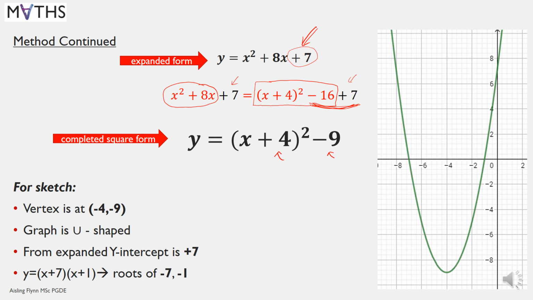Okay, it's a U-shaped graph. The vertex is minus 4, minus 9. That's down at the bottom there. The y-intercept is at plus 7. See that at the second point there, and our roots, which we're able to get easily enough as well, are at minus 7 and minus 1, and so therefore we're able to sketch the graph quite easily.